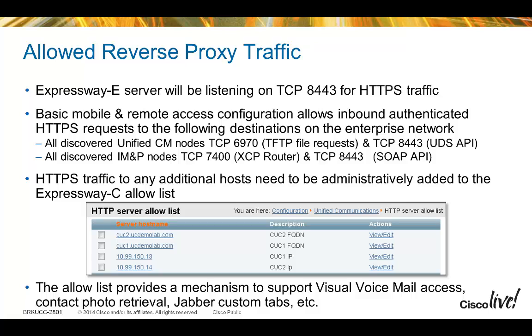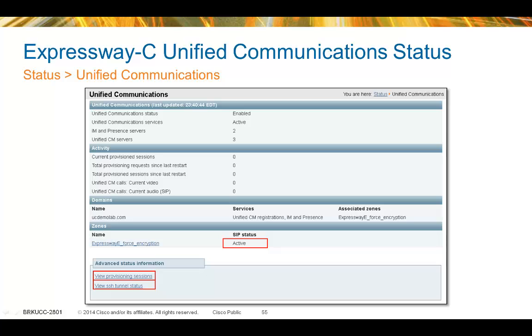The HTTPS allow list is where you would drop in your Unity Connection servers, or the web server that's serving up your contact photos, or anything else you're doing with custom tabs on Jabber for Windows. You could put those destinations here. Any other traffic through the reverse proxy that you haven't put on the allow list, or discovered and allowed by default, is not going to get through your edge.